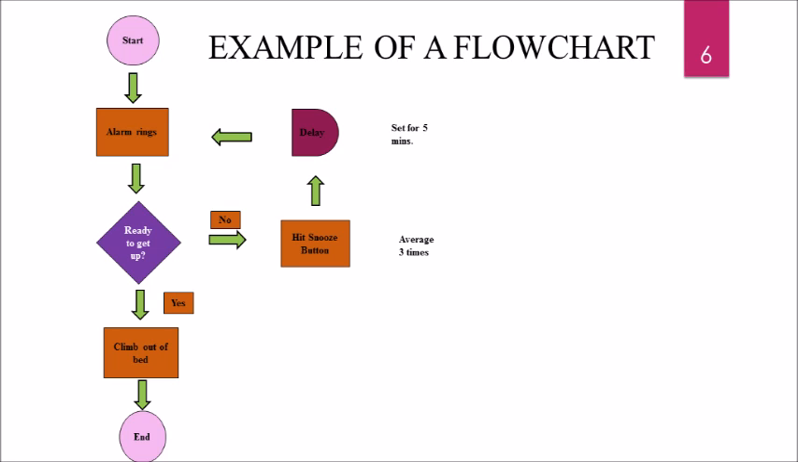Here's a simple example for the process of getting out of bed in the morning. First, you can see the start symbol, then the arrow that's showing the flow of the process. Then the alarm rings and the decision that is being made is if you're ready to get up. If yes, then climb out of bed and the process ends.